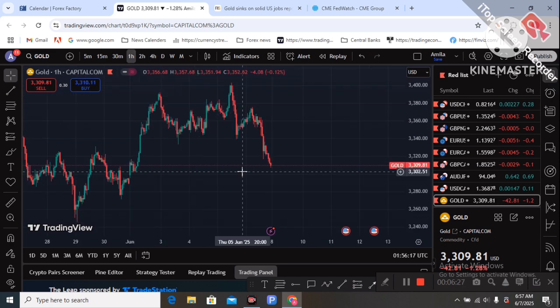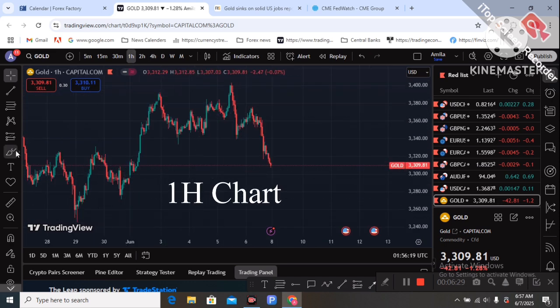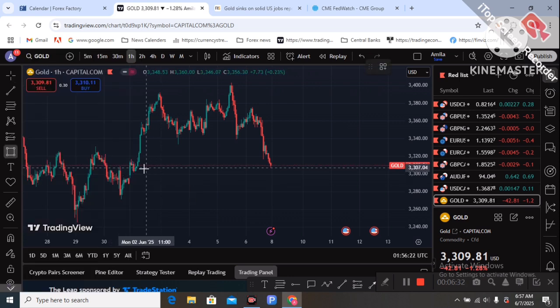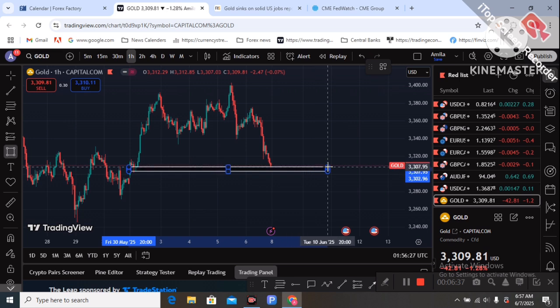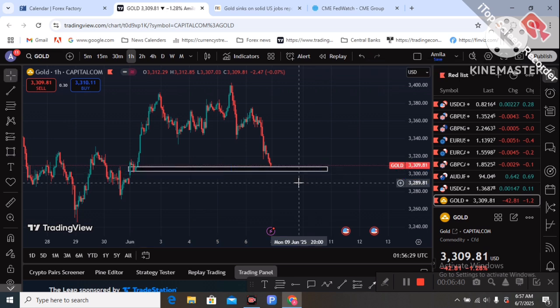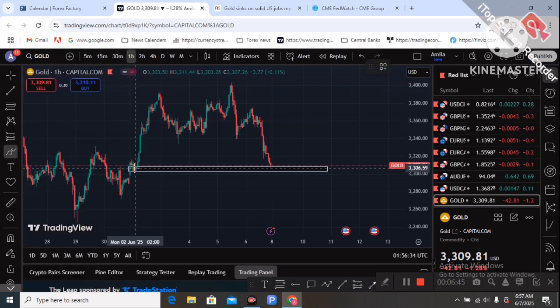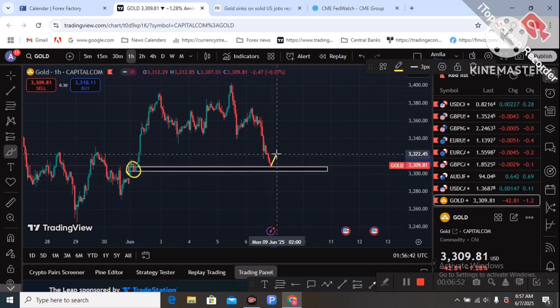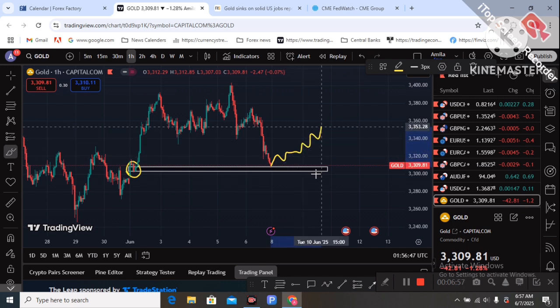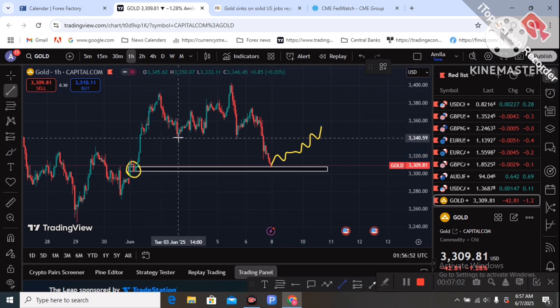So I'm going to the 1-hour chart. On the 1-hour chart, price is in an interesting supply zone. This is the zone price is in now. This is the 3300 zone, a psychological level. On the left side you can see this buy zone, this is the supply zone, and price can retrace to the upside like this. Next week there can be a retracement before the drop, and this level is also interesting on the 1-hour chart.